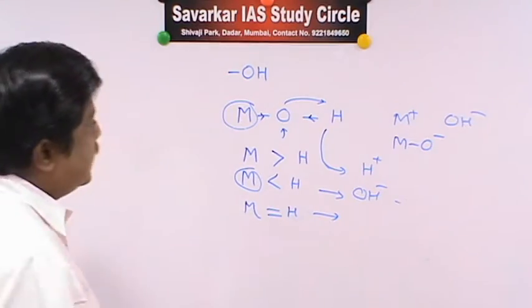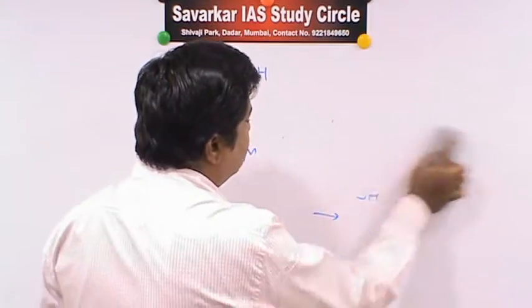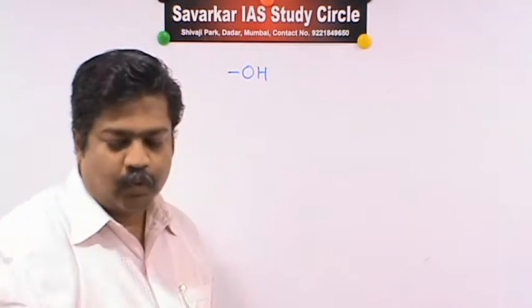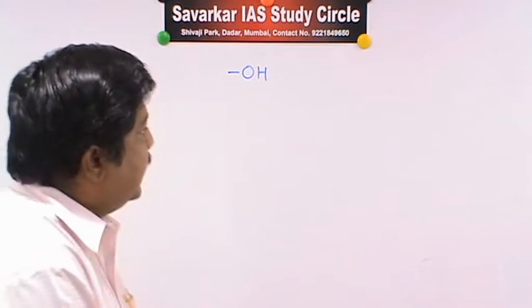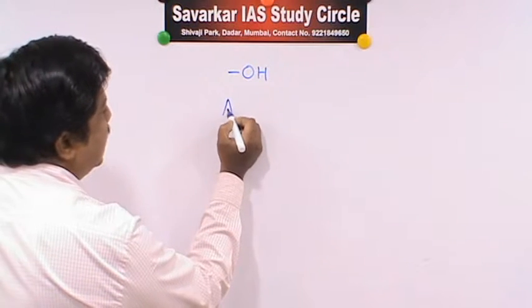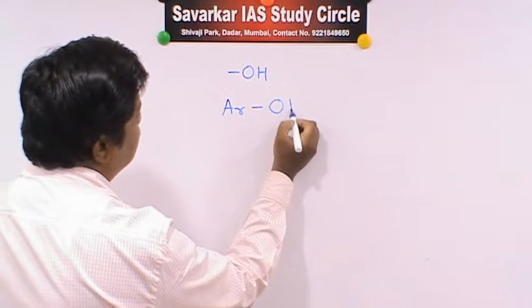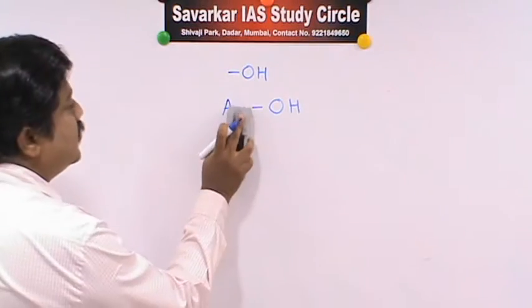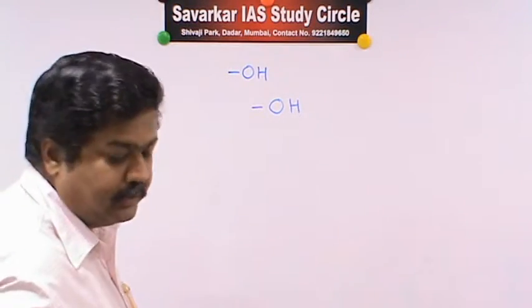Now after discussing this, you are sure that the OH group is not only basic. We call this OH group the hydroxyl group. So the hydroxyl group is not necessarily basic. It depends upon what type of atom or group of atoms are attached. So let us check out first ROH only, not ArOH.